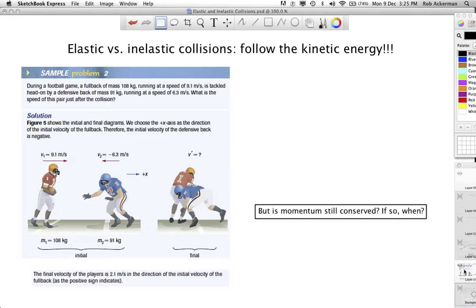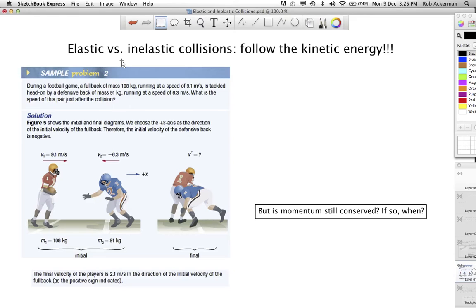We're going to start off right away with the concept of elastic and inelastic collisions. Really, this is an idea that relates to kinetic energy. If you can keep track of what objects have what kinetic energy, you will be able to answer the question, is a collision elastic or is it inelastic?